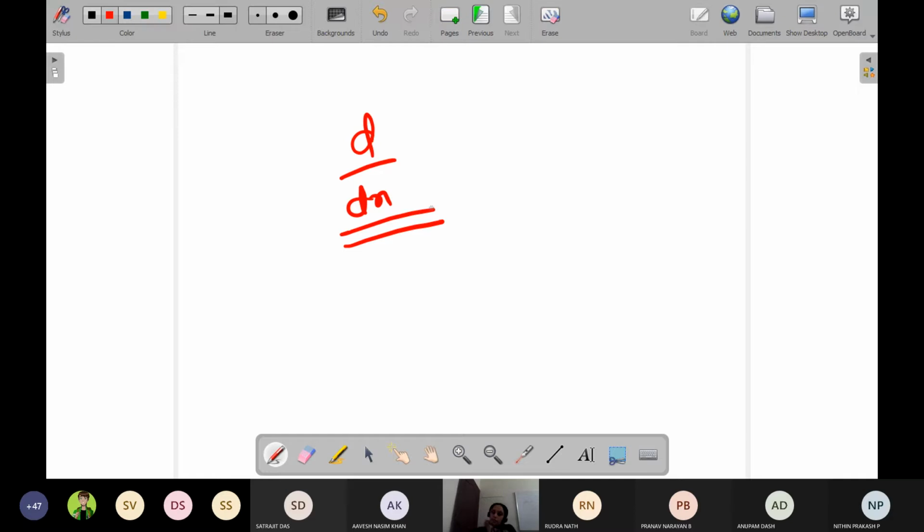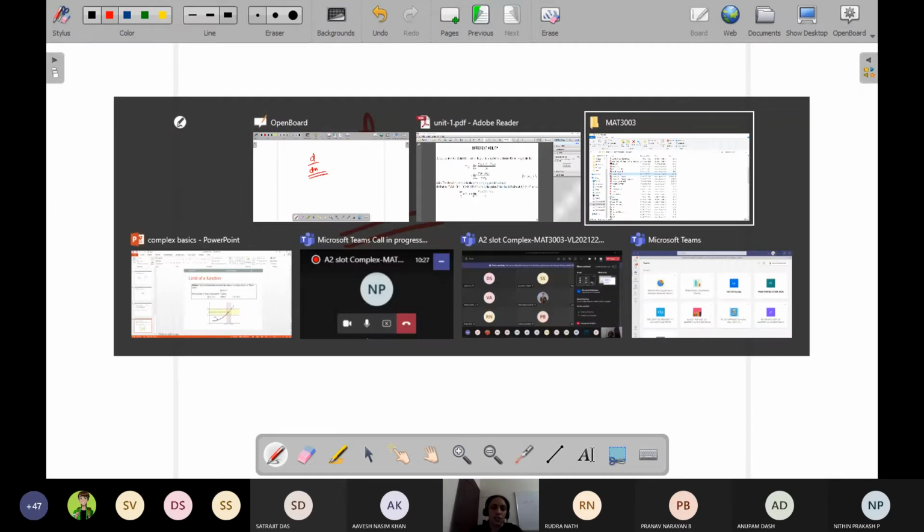So it is the change in a variable. How much from here to this point? You are applying some force, what is the change in that region? That is your differentiation. Do you remember the normal definition of differentiation?